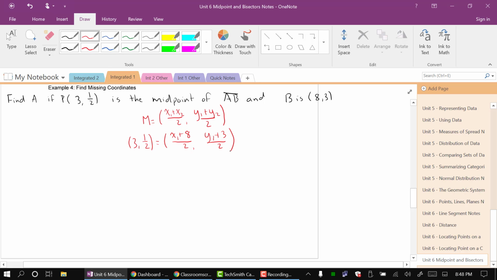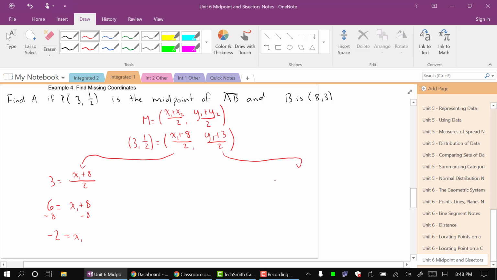Now we're going to split this off. One of these we're going to work on is x1. The other one that we're going to work on is y1. So over here, 3 equals x1 plus 8 divided by 2. So let's just focus on that for right now. I want to get to x1. So I'm going to undo division by multiplying. This gives me 6 equals x1 plus 8. Subtract 8 from both sides. I get -2 equals x1.